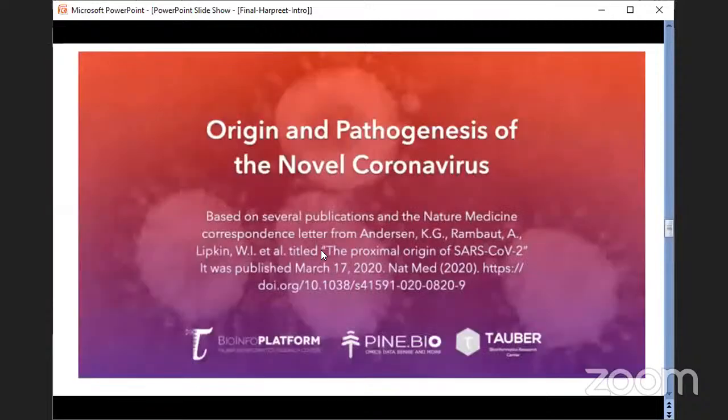In my current role, I'm an OmicsLogic Bioinformatics trainer. In continuation of my research, here we are designing different research projects based on public data sets. For example, the first project is one that Dr. Mohit has already shown you, which is based on the origin and pathogenesis of the novel coronavirus, SARS-CoV-2.